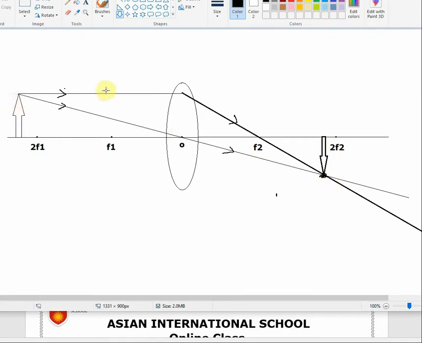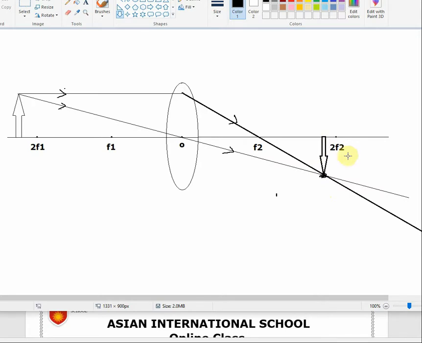First I draw the line parallel to the principal axis, then I draw this line through the optical center, and after the refraction this parallel light will pass through the focus, and these two will finally meet at a point. Now we can see this is the image formed.